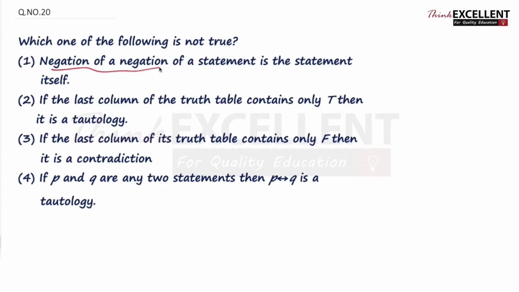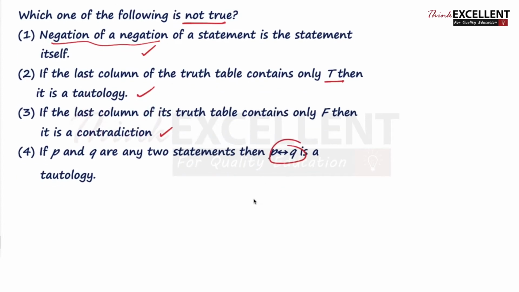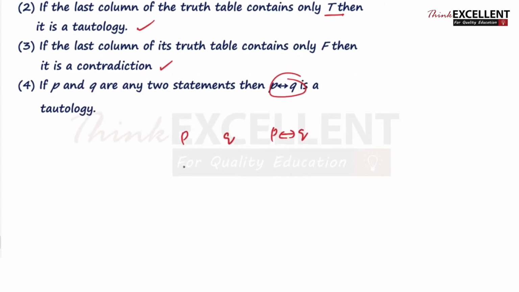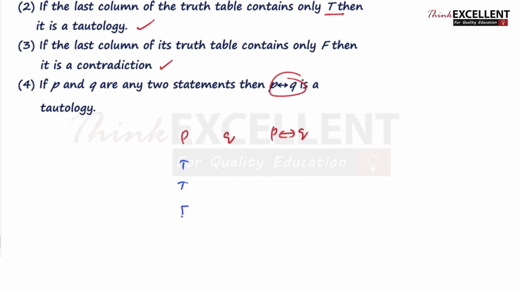Now, question number 20. Which one of the following is not true? Negation of negation is the statement that is true. Which one is not true, we have to find, right? If the last column of the truth table contains only T, then it is a tautology. Yes, that is true. Last column contains only F, it is a contradiction. Yes, that is also true. P and Q are any two statements. Then P if and only if Q is a tautology. No. P if and only if Q, biconditional. So how do we write here? Here two times true, two times false.